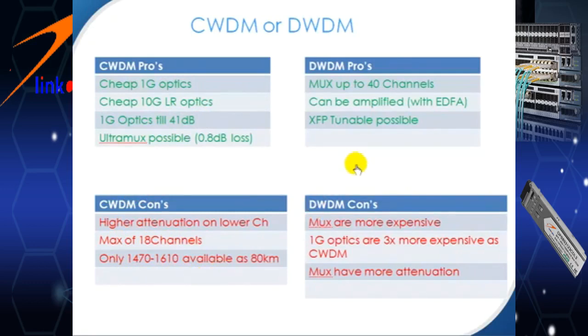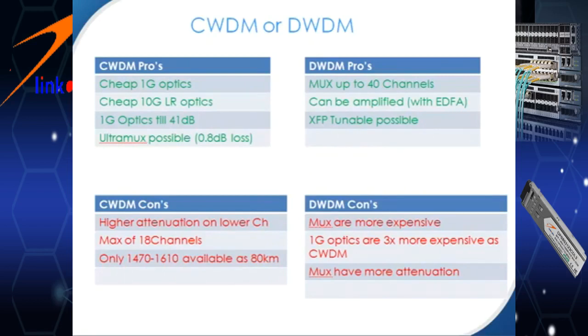The advantage of DWDM is you can amplify it. You can use 40 up to 80 channels. XFP tunable DWDM is possible. The disadvantage, the muxes are a bit more expensive, the 1 gig optics are more expensive, and the muxes have a bit more attenuation.